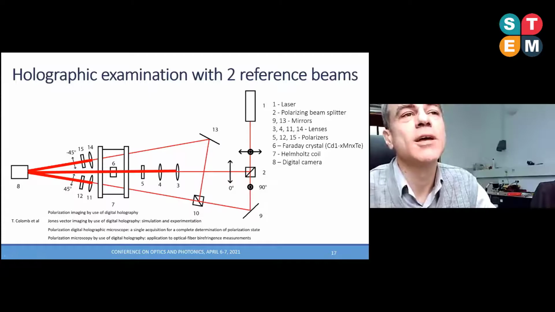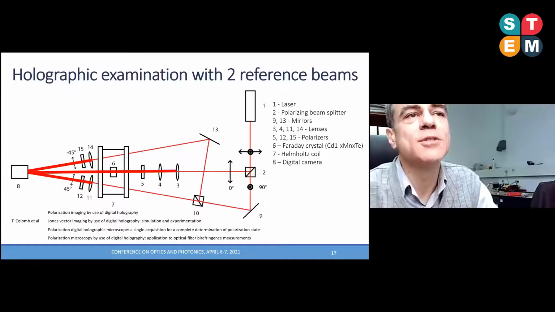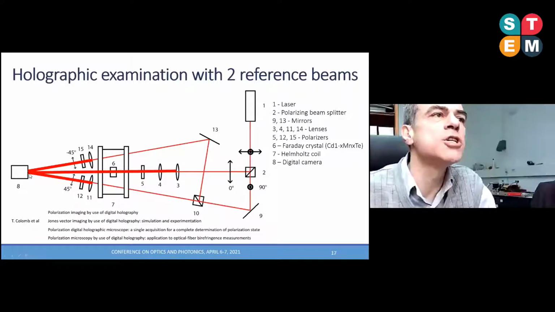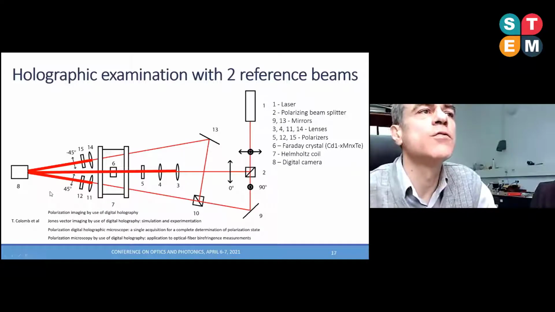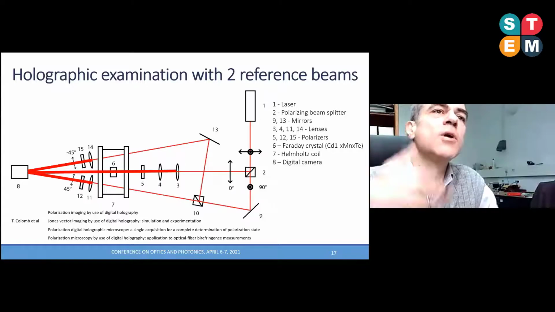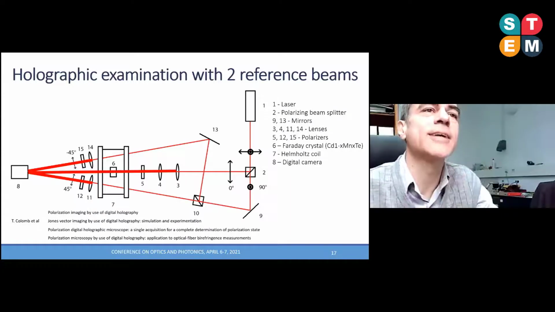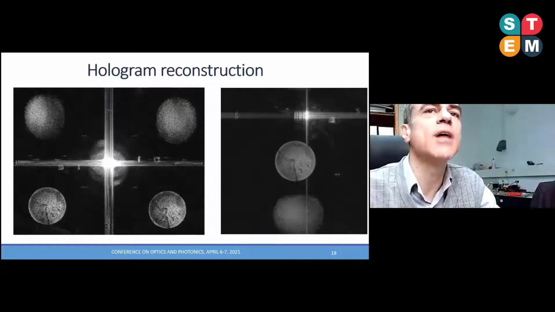Actually, we found that this setup is not good enough. This setup has several problems. The difference in the optical path length of the reference beams is too high, and it's very hard to adjust homogeneous illumination of the camera surface. Actually, we don't use this setup. We went to the next setup at this moment of time.